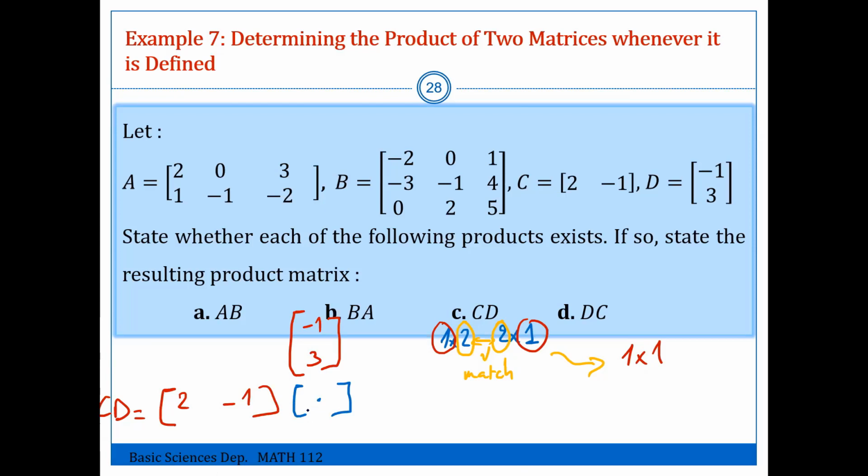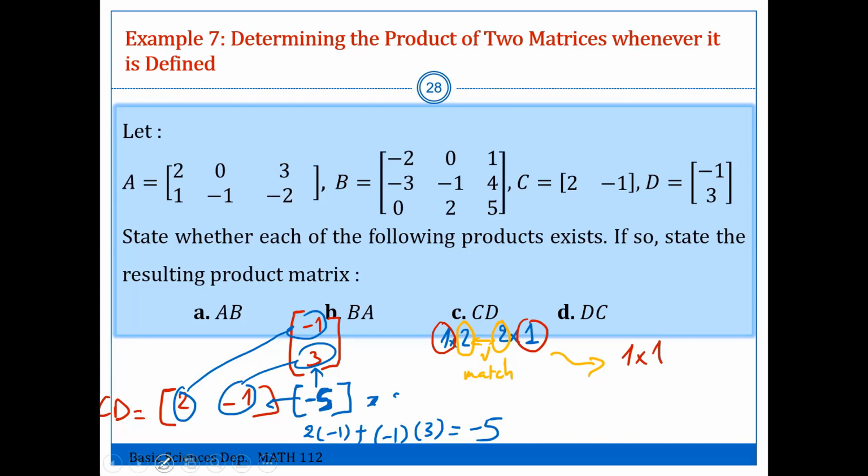So I have only one element to compute, alhamdulillah. How to compute it? Using the first row and the first column. So we'll have 2 times -1 plus -1 times 3. So it's -5. So the result is a matrix with one element, -5.